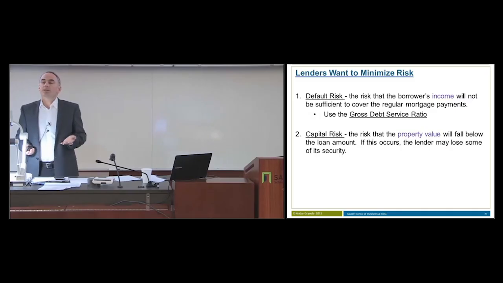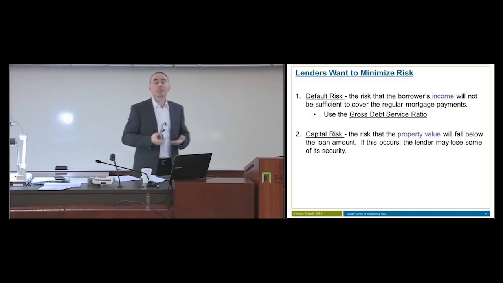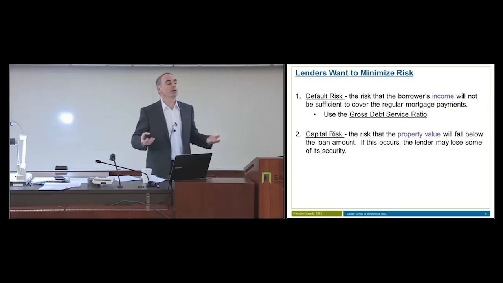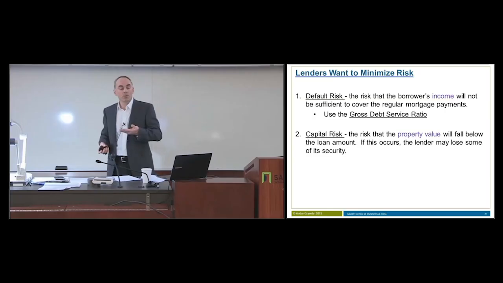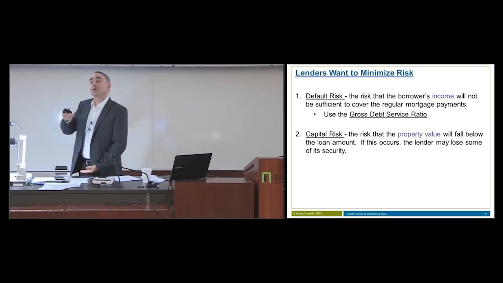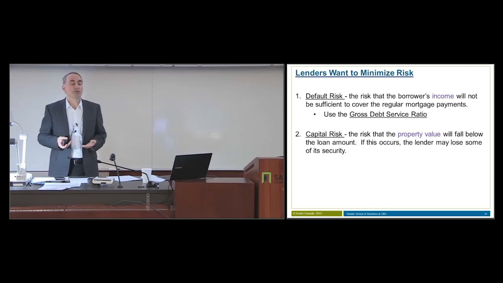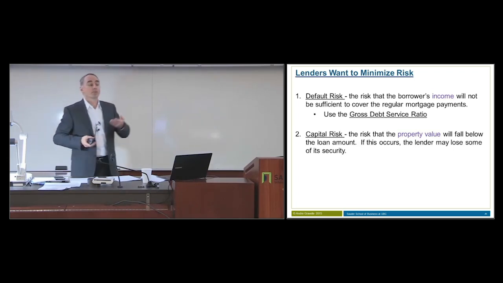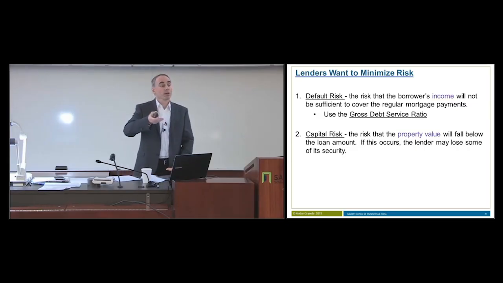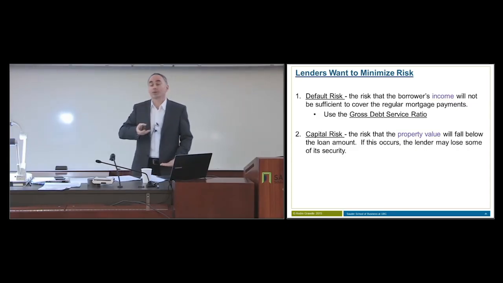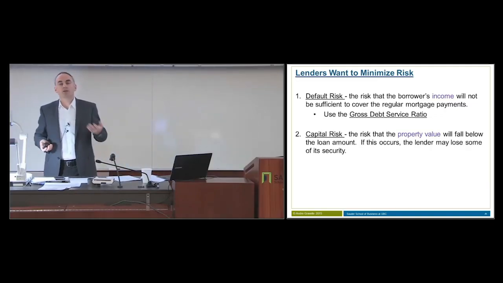The other kind of risk that lenders are concerned about is capital risk. And capital risk has to do with the capital value of the property. So this is the risk that the property value will fall below the amount loaned against it. If that occurs, the lender risks losing some of their security. So the value of the property is lower than the amount loaned against it, sometimes called being underwater, which is not very good if you're a borrower. So a lender doesn't want that situation. So they need to manage that as well.